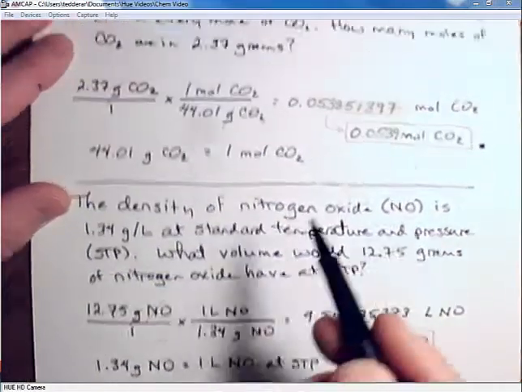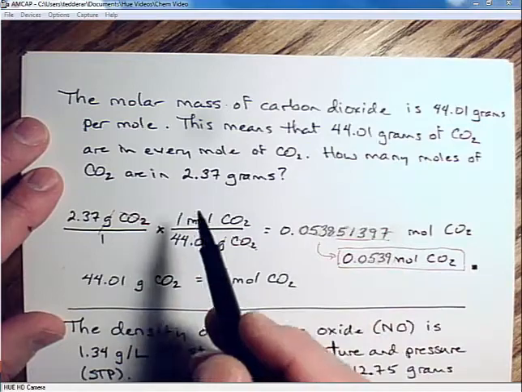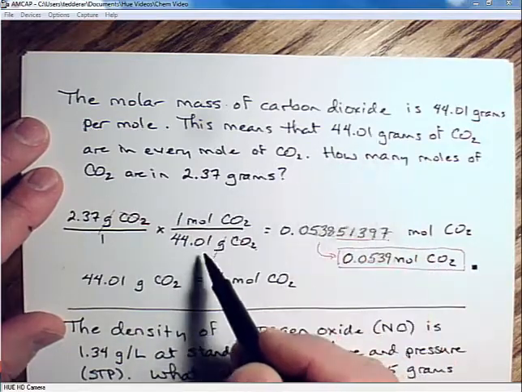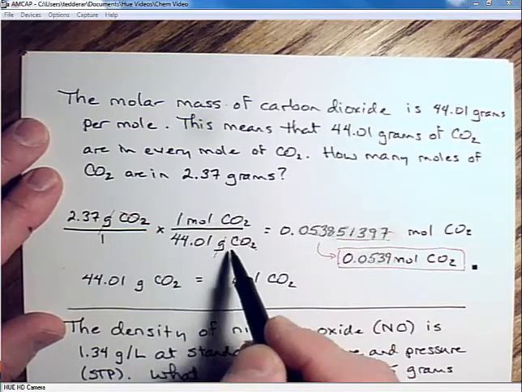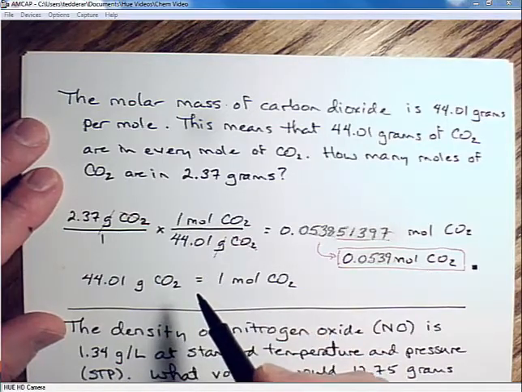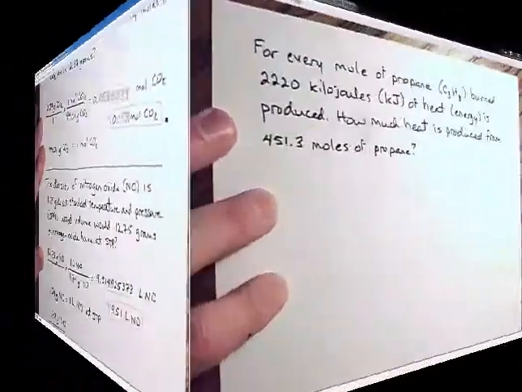Or grams per mole if we're talking about molar mass, okay? Grams per mole means grams over moles, okay? If I'm writing grams per mole, I'd be writing 44.01 grams over a mole, okay? But that kind of means the same thing here, all right?